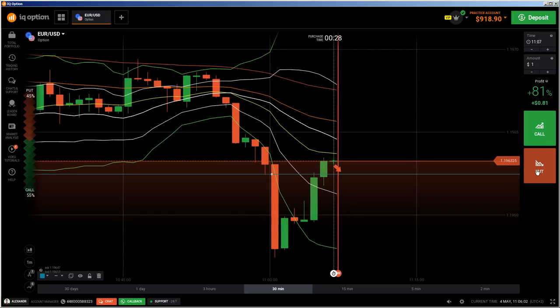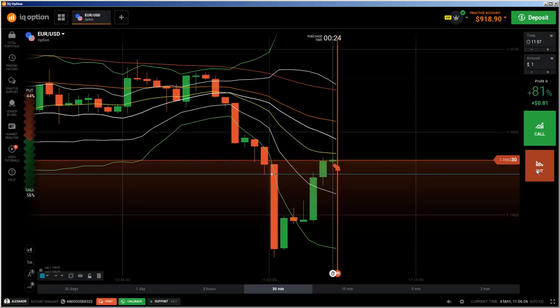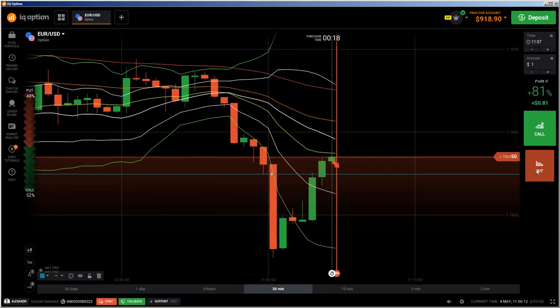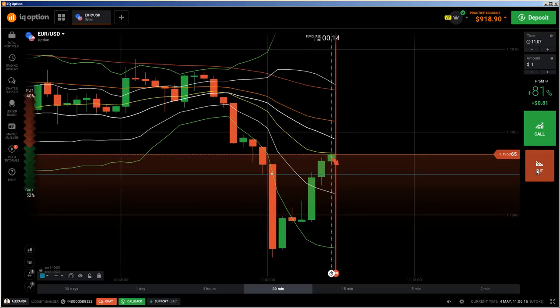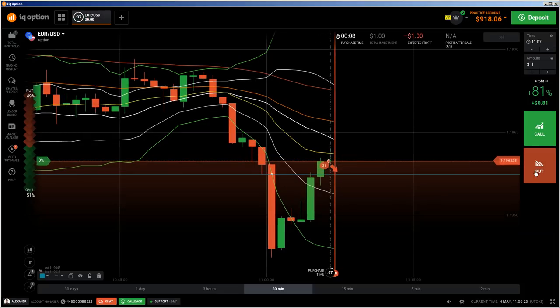So let me see what's going on. It's looking like a fake breakout. Yes. And I will do a put anyway. Yes, if I see a nice rejection now from this area, because we are still in a downtrend, and I'm expecting that price will reject from there. So, okay, I'm going to put now.